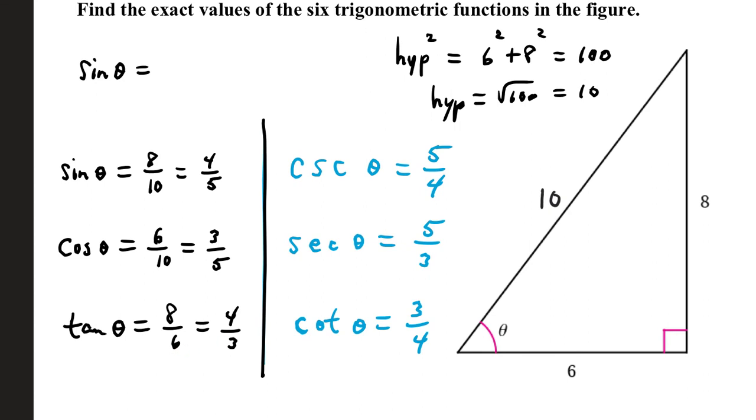8/6 reduces to 4/3. To get cosecant, you flip sine over, that's 4/5 flipped is 5/4. Secant is cosine flipped over, that's 5/3 once you flip it. And then 4/3 flipped over is 3/4, and that's your cotangent value.